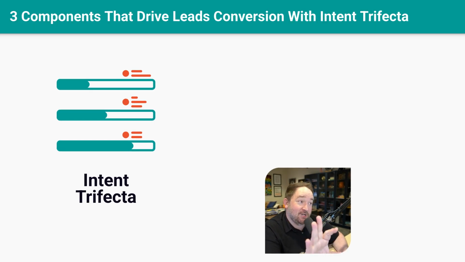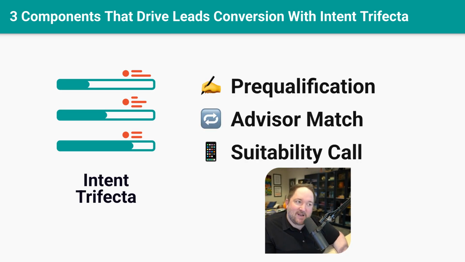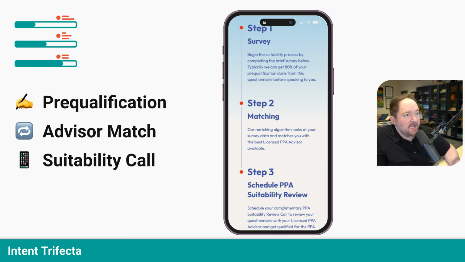Now, as you can imagine, there are three components to the intent trifecta, right? There's pre-qualification, advisor match, and the suitability call. On the landing page, we create the expectation that they must first pre-qualify. Then they will get matched with their licensed PPA advisor so they can have a call to determine whether or not the solution would be suitable in their retirement plan.